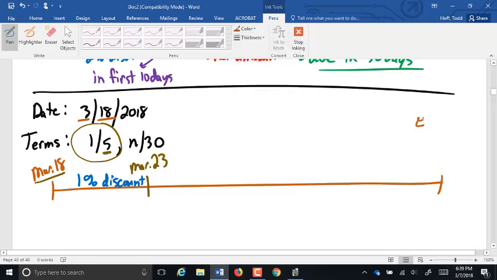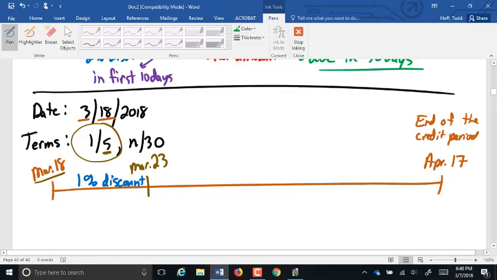What is the end of the credit period over here? 30 days after March 18th, yes, the invoice date, which is going to be April 17th.